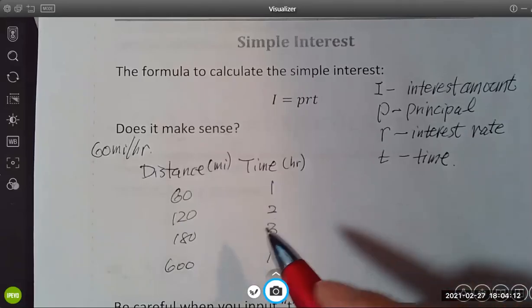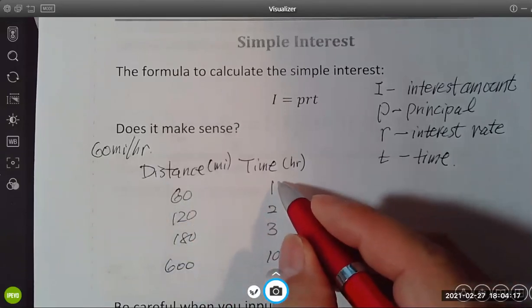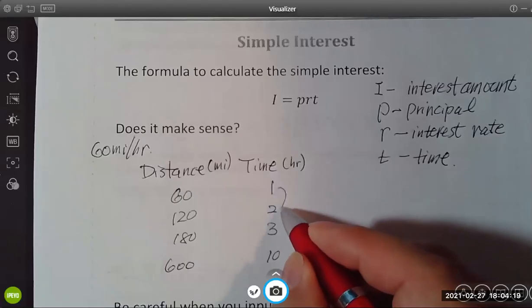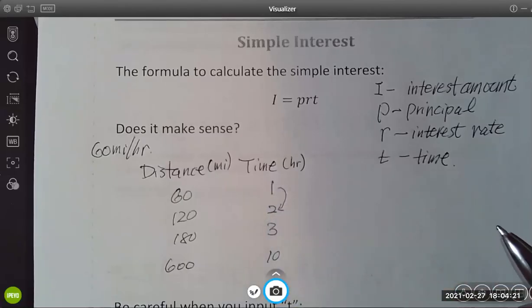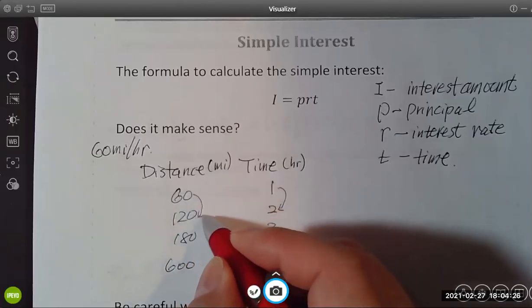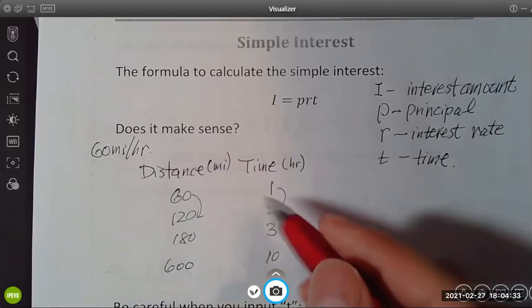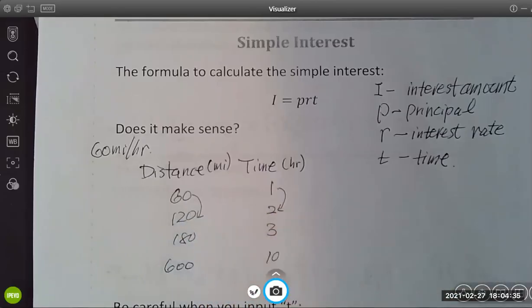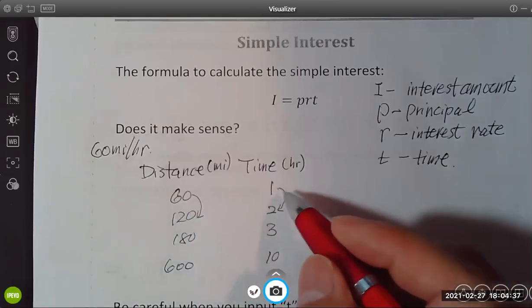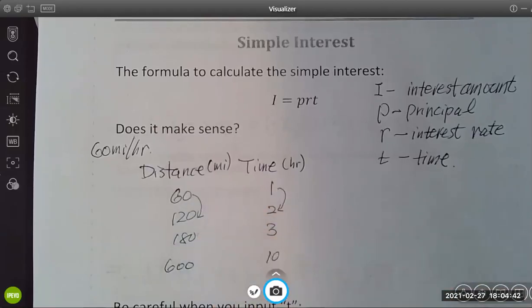Now let's look at the relation between these two columns of numbers. For the time, from 1 hour to 2 hours, that's a double. And correspondingly, the distance goes from 60 miles to 120 miles, which is also a double, right? So one side doubled, the other side doubled too. Now, how about you do 1 to 3? That's a triple. The other side, 60 to 180, is a triple. This is true for any pair of numbers.